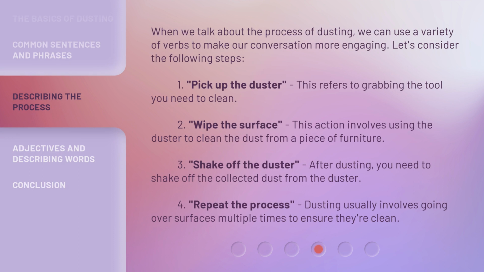When we talk about the process of dusting, we can use a variety of verbs to make our conversation more engaging. Let's consider the following steps. 1. Pick up the duster. This refers to grabbing the tool you need to clean. 2. Wipe the surface. This action involves using the duster to clean the dust from a piece of furniture. 3. Shake off the duster. After dusting, you need to shake off the collected dust from the duster. 4. Repeat the process. Dusting usually involves going over surfaces multiple times to ensure they're clean.